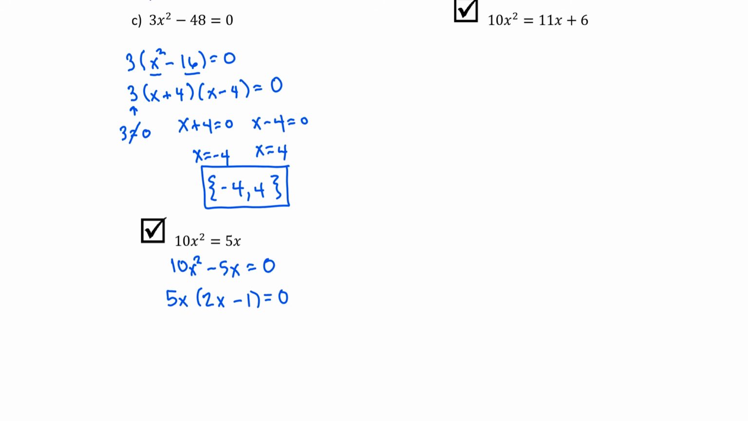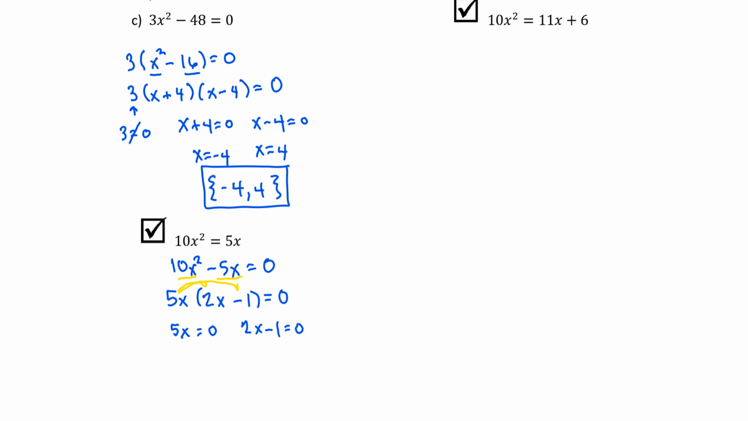Now, never be afraid or hesitant to check as we go. It's not the end of the problem, but we can always check. So I'm going to verify 5x times 2x gives me 10x squared, and 5x times -1 gives me -5x. So I know that it is factored correctly, and then I can set each factor equal to 0. So the first factor is a small one, 5x equals 0, and we'll set the second factor equal to 0 as well.